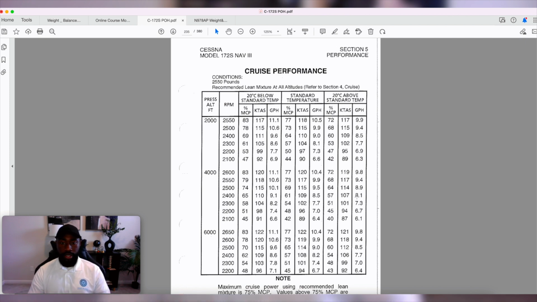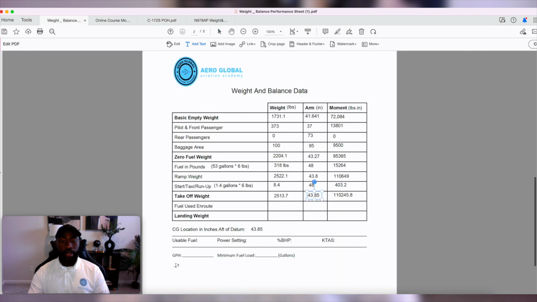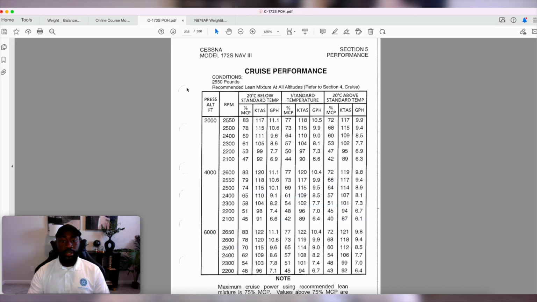Plus 12. So that's the idea. So I take 8.5 plus 8.1 and divide that by 2. So I get about 8.3. So that is what I'll use here as my gallons per hour for the purpose of this flight. 8.3. So while we're doing that, I also get my notes of my true airspeed right here.